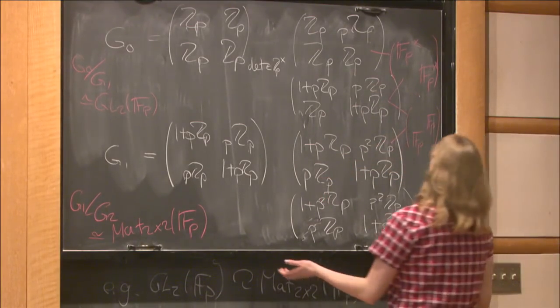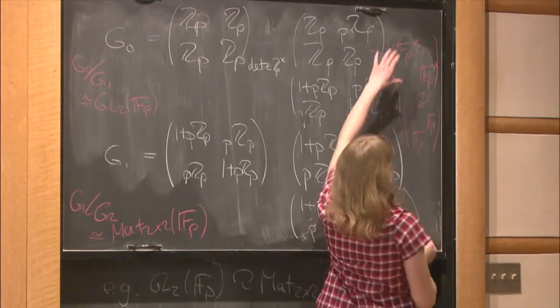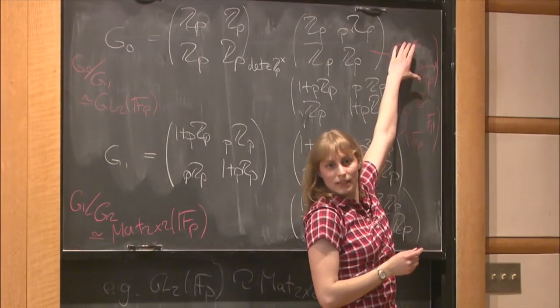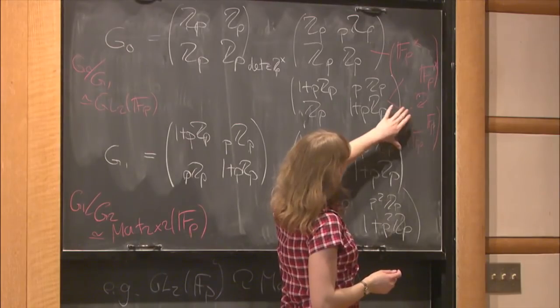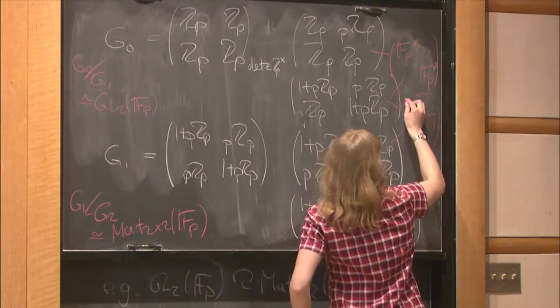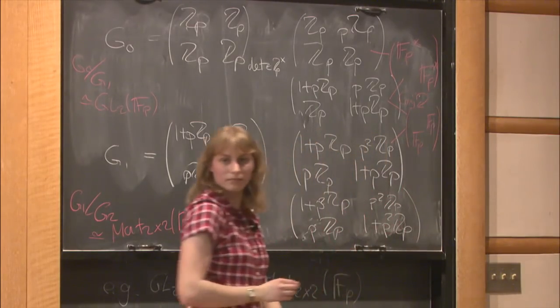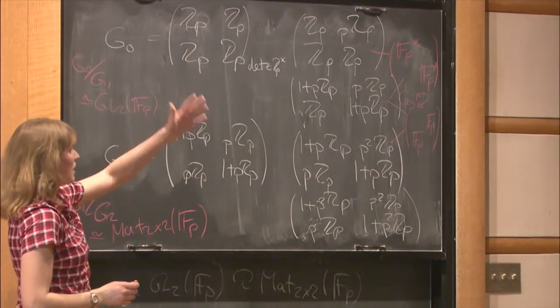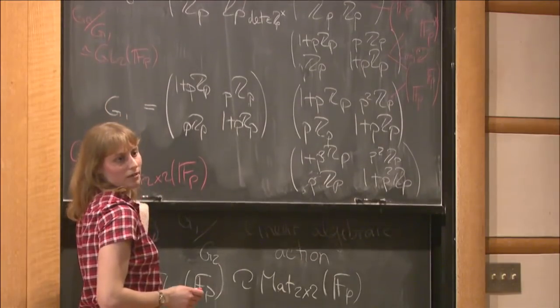But again, you get again an action of this group. So this is again a group, as you see. It's a multiplicative group on a vector space. You get again a vector space here. And the action is just via conjugation. So again, you get a group acting on a vector space, everything over the finite field.